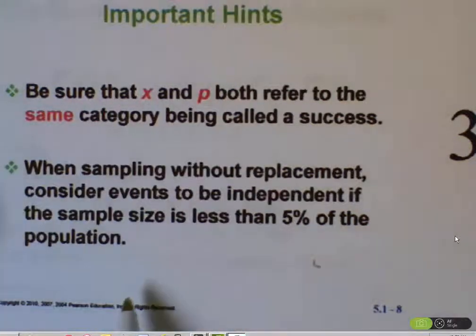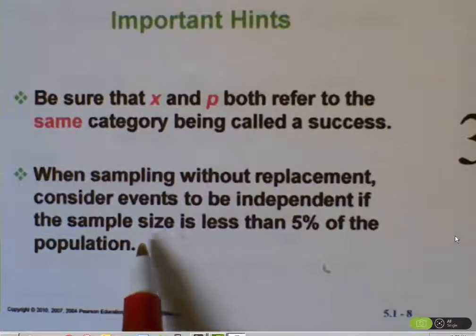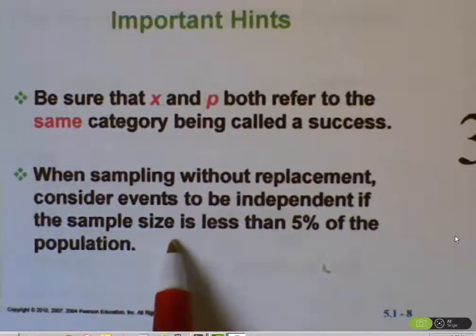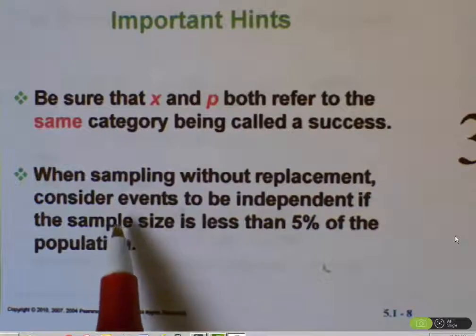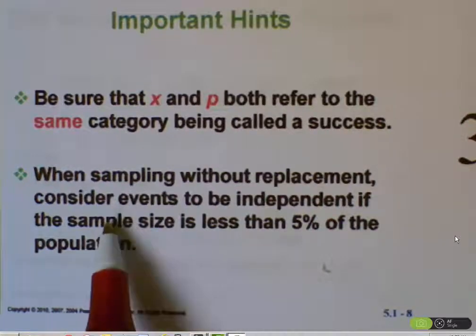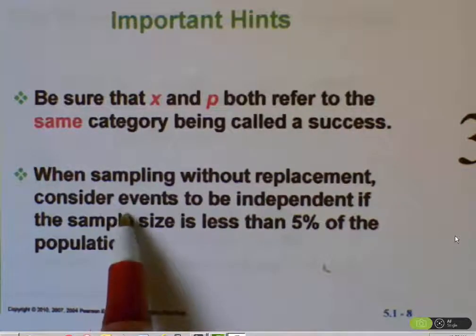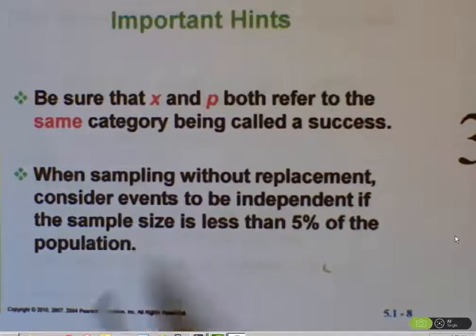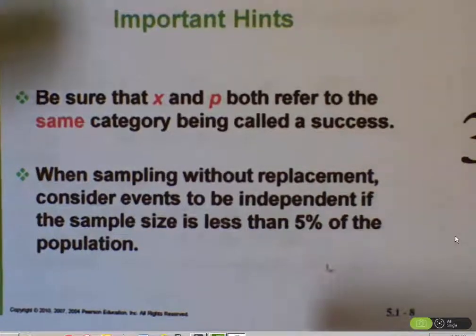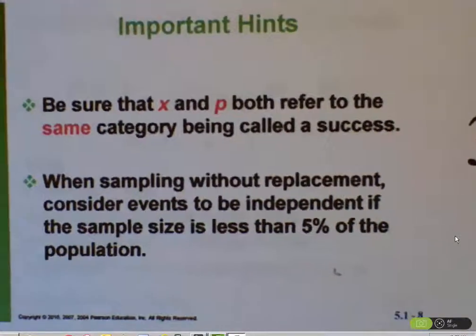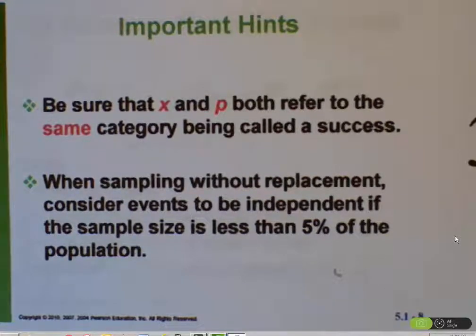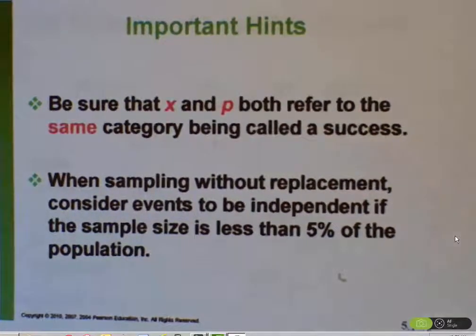And then here again is the guideline for cumbersome calculations. When sampling without replacement, consider the events to be independent if the sample size is less than 5% of the population. So even in events that are technically not independent, as long as our sample size is less than 5% of the population, we can pretend or assume that the events are independent.